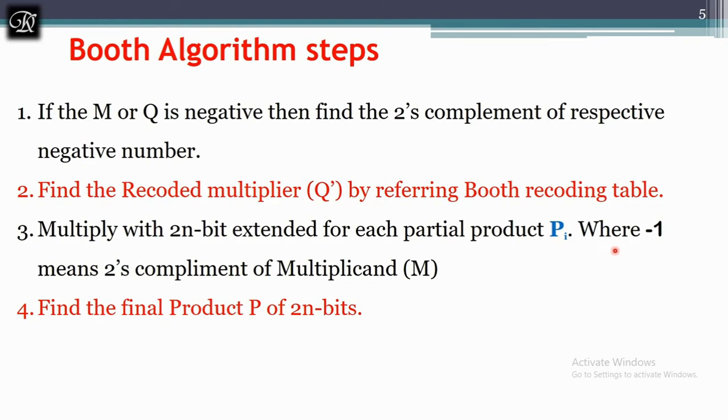If there is -1 in the recoded multiplier, then if you multiply anything with -1, the sign of that will change. So in such a case, you have to find the 2's complement of the multiplicand. And finally the product will be of 2 n-bits, as in the sequential multiplier. These are the steps you have to remember. The same steps I am going to apply, and we are going to solve all the 4 cases.